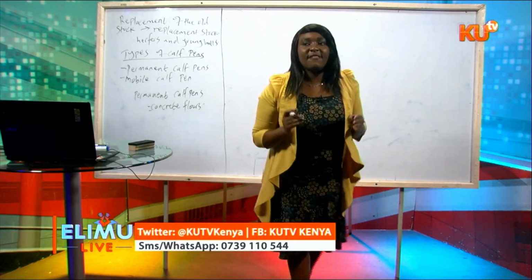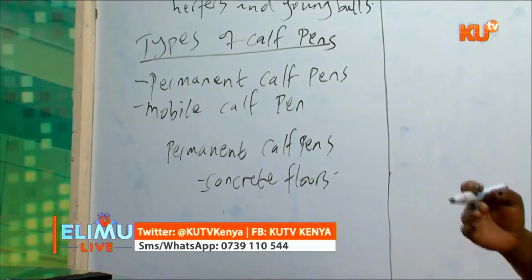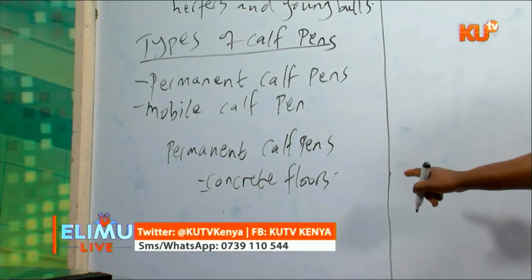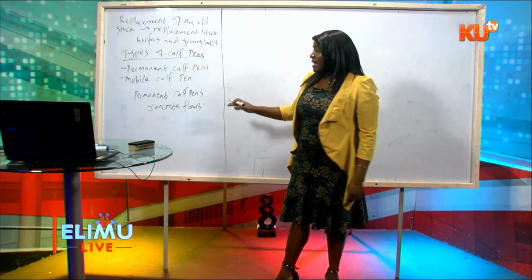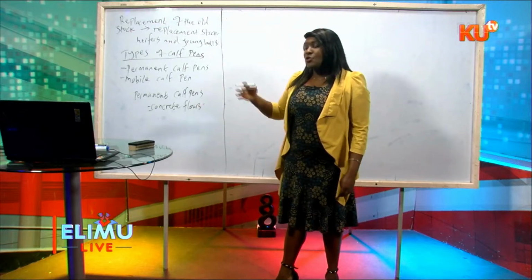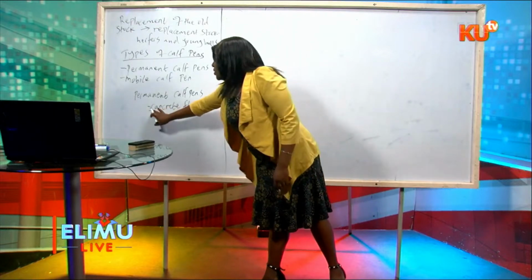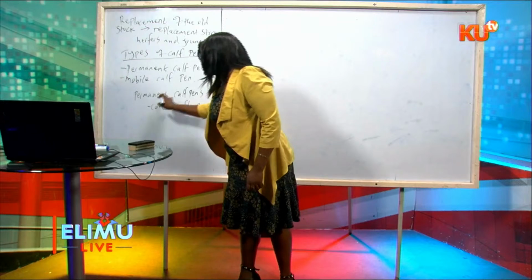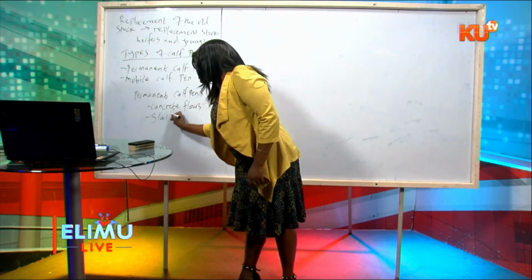A permanent calf pen that has concrete floors. This floor is easy to clean, and you can clean it easily and drain the dung and the urine to ensure that the place is always clean. So we have the concrete floors. We also have another permanent calf pen, which has slated floors.